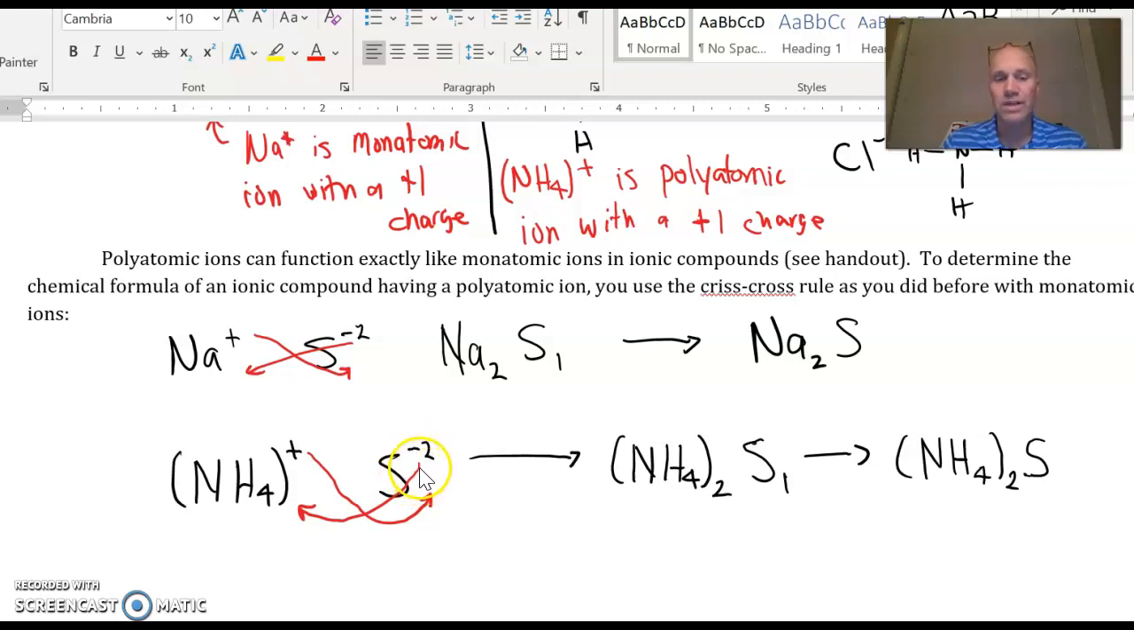But we do the same thing. We take whatever the number is right here, and we're going to put it after the parentheses. And we're going to take whatever number is right here, which is assumed to be 1, since the plus just means a +1 charge, and move that down here. So we would then get this, and then we simplify it the way that we have before, which in this case we're just going to remove the 1 and show it without the 1 showing.